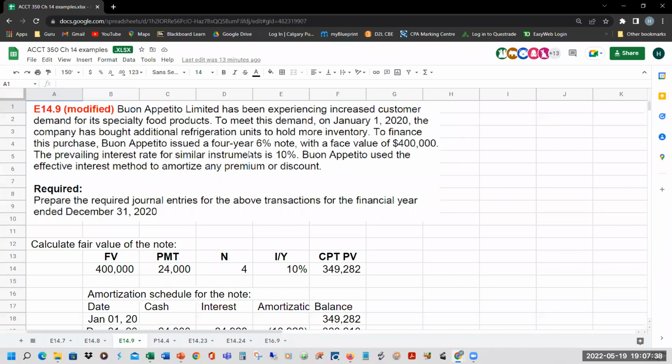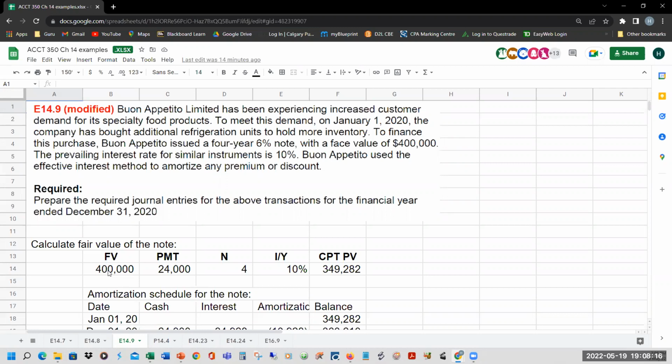Now, when we record, the standards require us to record the transaction at the cash equivalent price, which should be equal to the present value of the note. So you want to calculate the present value of the note. How? Well, it's got a face value, $400,000. So that's my FV. There is no blended payment for this note, but this note is going to carry interest payments at 6% of the face value. Interest payments are always made at the face value.